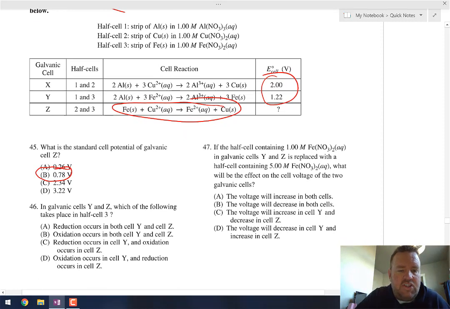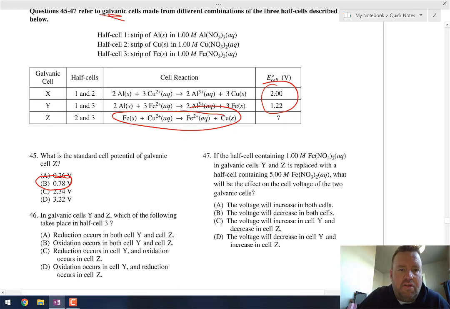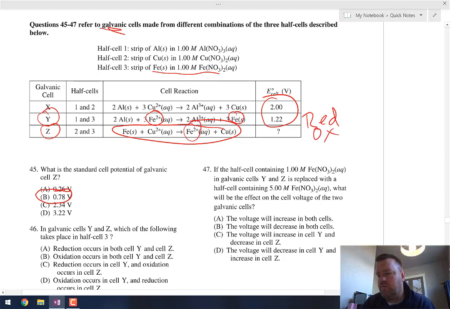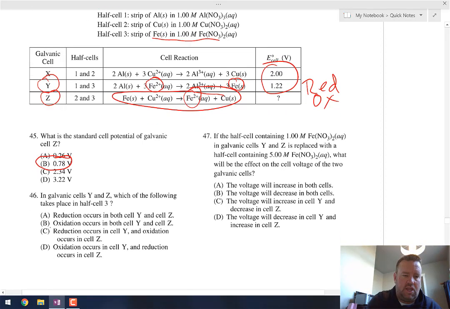Okay, in galvanic cells Y and Z, which of the following takes place in half cell 3? In half cell 3, you've got iron. So in cell Y, what's happening to the iron? The iron's going from Fe2+ to Fe. Is that an oxidation process or a reduction process? That is a reduction process. Then in Z, you're going from iron with a 0 oxidation number to a +2. So that is an oxidation process. So reduction occurs in Y, oxidation occurs in Z. The correct answer is C.